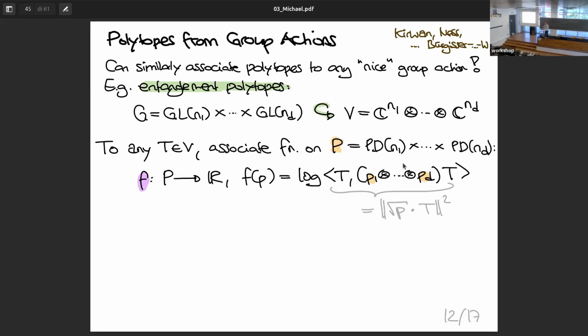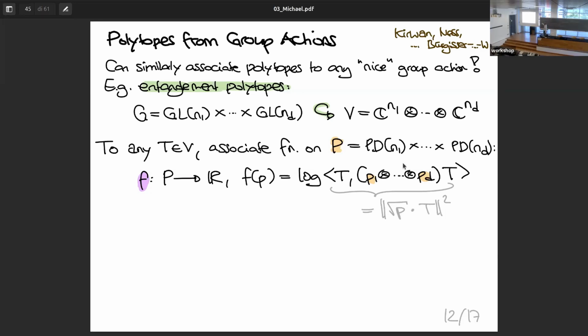What is the domain of the function? I take the positive definite elements in this group, so PD_n1 times PD_n2 and so on. And the function is a log-sum-exp in the right basis. It's the log of the inner product of t with the tensor action, restricted to these positive elements, applied to t.